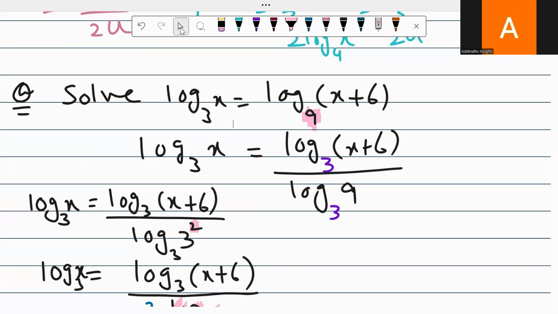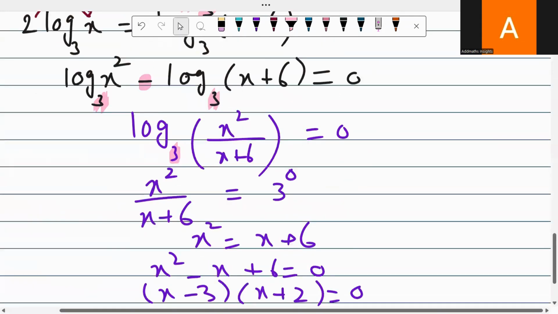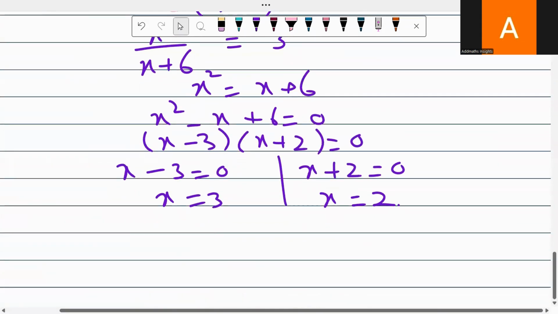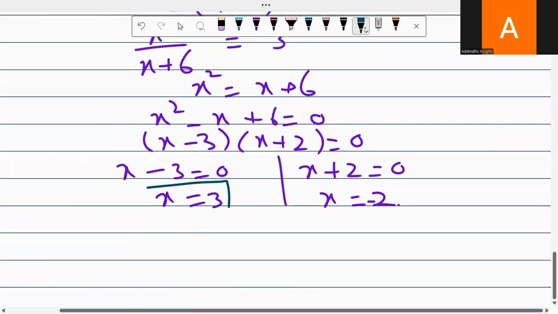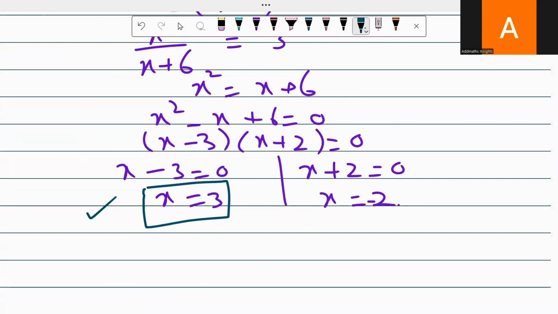Hence the solution is, so this -2 is not a solution. Hence this is your final answer. So this is how you can apply change of base of logarithms to solve questions when bases are not the same.